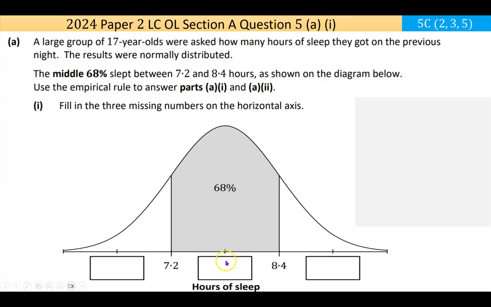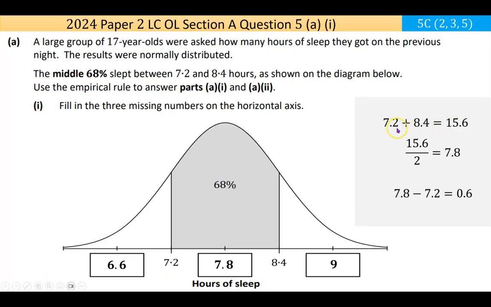Now, we need to know what's the halfway point between these two numbers. So in the workings here, I've added those two numbers together to get 15.6 and then halved it to get the middle number here. It doesn't really matter if I take that away from 8.4. What I've done here is I've taken the 7.2 away from 7.8, and I got a difference of 0.6. So the standard deviation is 0.6.